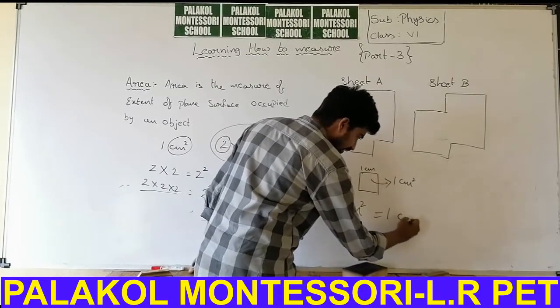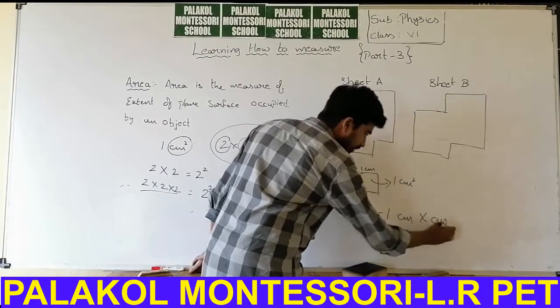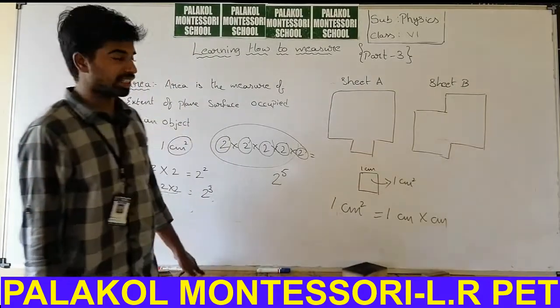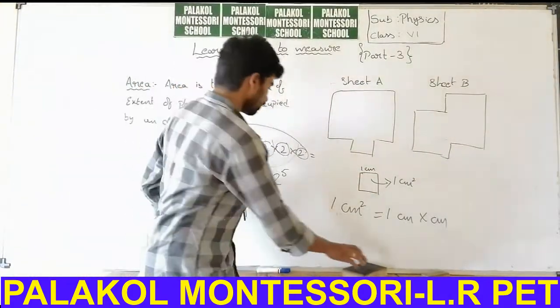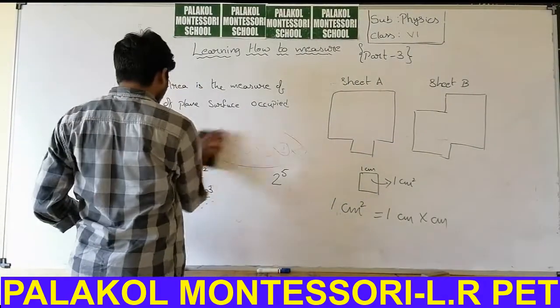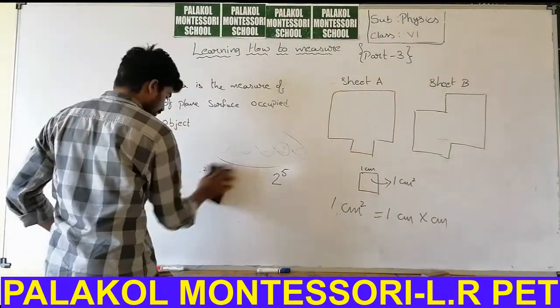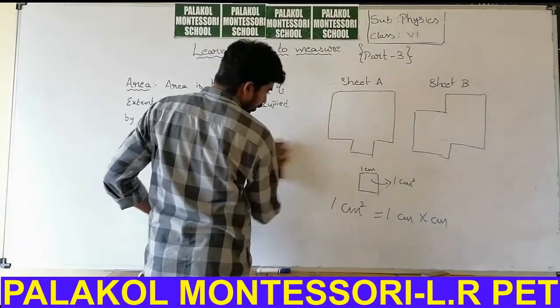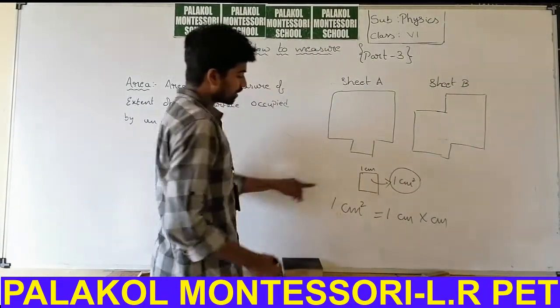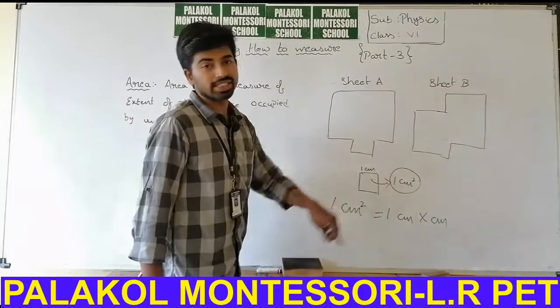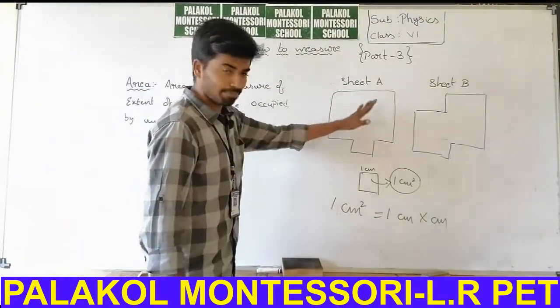means centimeter into centimeter. So this is the meaning of this power square. A square which is formed with 1 centimeter of length is called an area of 1 centimeter square. What is the area of this square? 1 centimeter square.